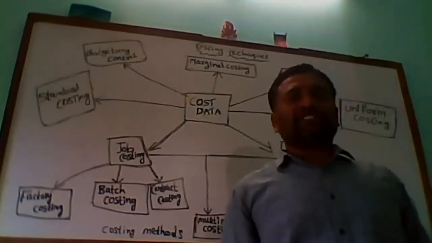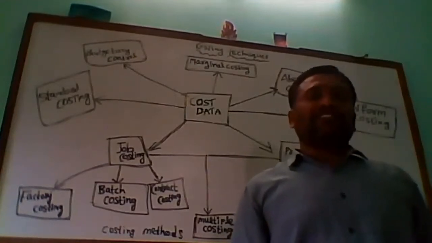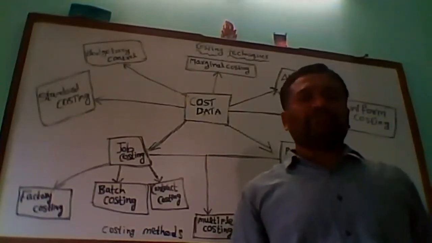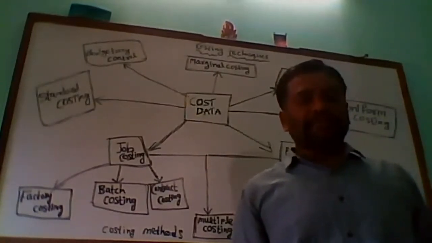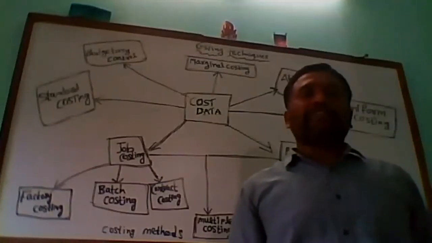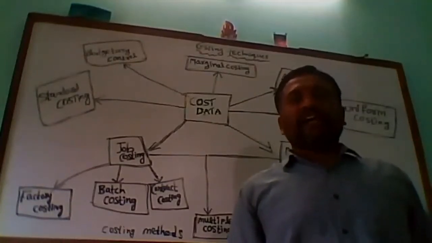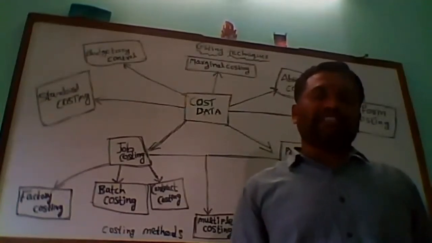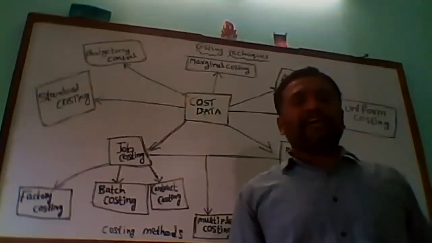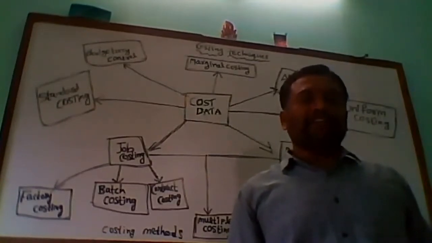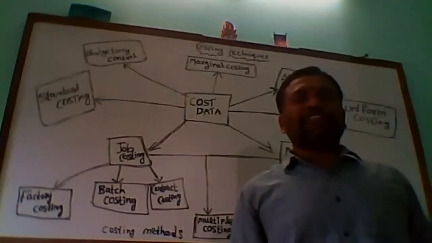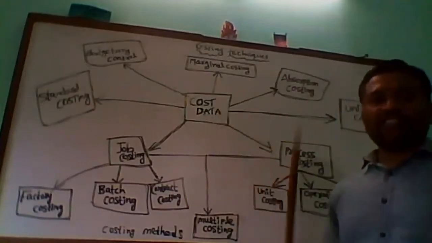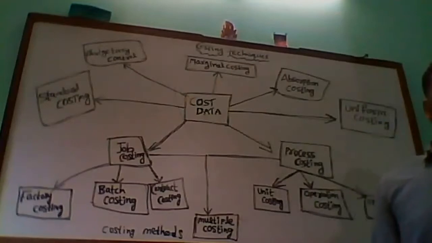So here, the cost data: just now I said there are different types of expenses. In the last class we learned that cost is divided into three types: one we call material, the second labor, and the third expenses. Material is divided into direct material and indirect material, and labor into direct labor and indirect labor. Expenses are also divided into two types, direct expense and indirect expense. Such information we call the cost data.